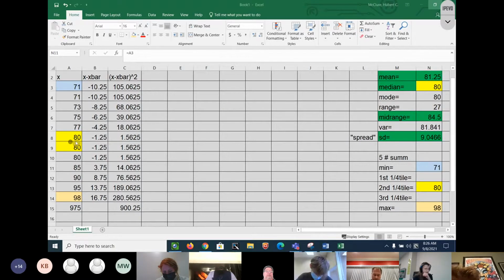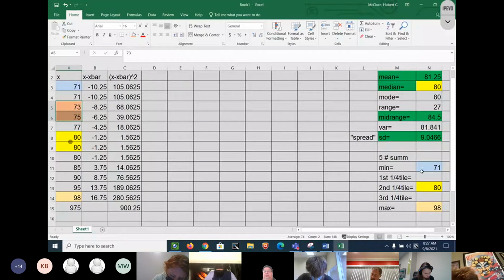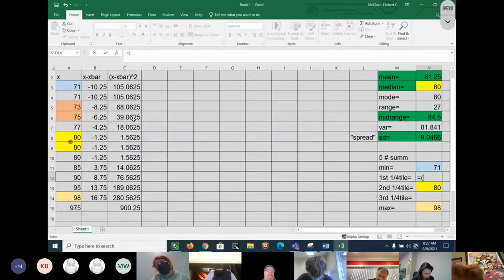1, 2, 3. So we got to take the median of those 2 numbers. That's where students mess up the first and third quartile. So it equals parentheses this number plus this number divided by 2.